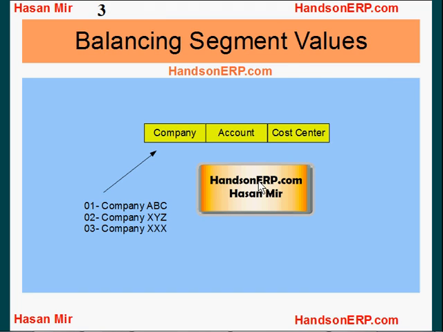There is a term balancing segment values often used in the world of Oracle applications. So let's try to understand this term. We have already talked about that in a chart of account structure there has to be a segment called balancing segment, usually named as company segment, and the values going into this balancing segment are called balancing segment values.